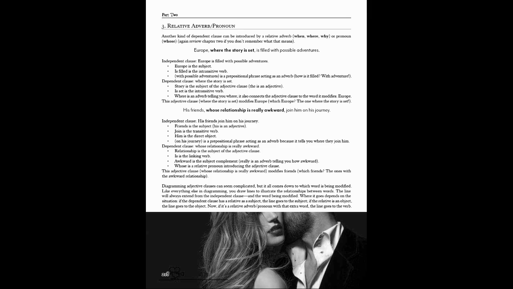His friends, whose relationship is really awkward, join him on his journey. So again, independent clause on the outside, friends join him. So regular Steve Doe. But then I also have this extra part, right? Whose relationship is awkward. So relationship is awkward is describing the friends, whose is introducing this dependent clause.